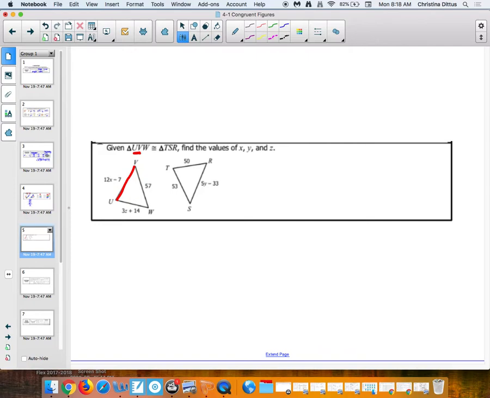TS. How big is TS? 53. So guess what we're going to do? Set them equal. 12x minus 7 equals 53. From there, I'm going to add 7. So 12x equals 60. X is 5.